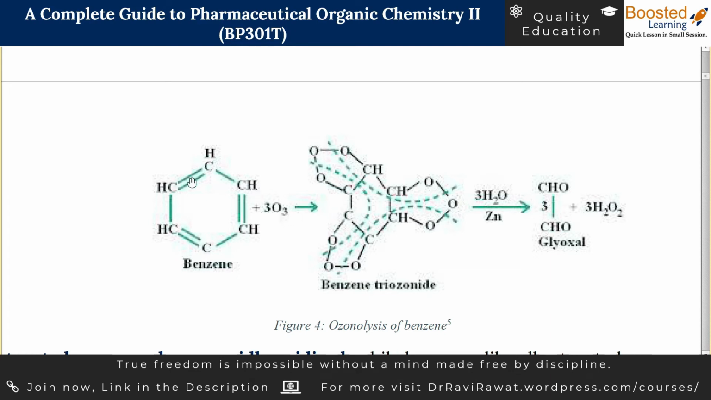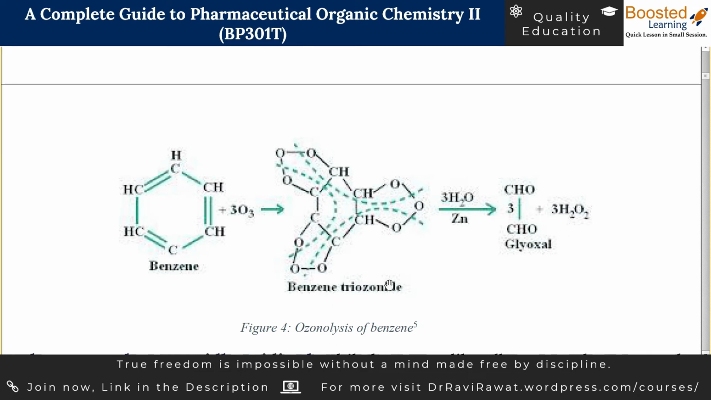So you can see on each pi bond the O3 has been added across the carbon-carbon atoms. So 3 of them. This complex is known as benzene triozonide. We are calling it ozonide because this is the complex of ozone, and there are 3 of them, so it is being called triozonide. So the complete name is benzene triozonide.